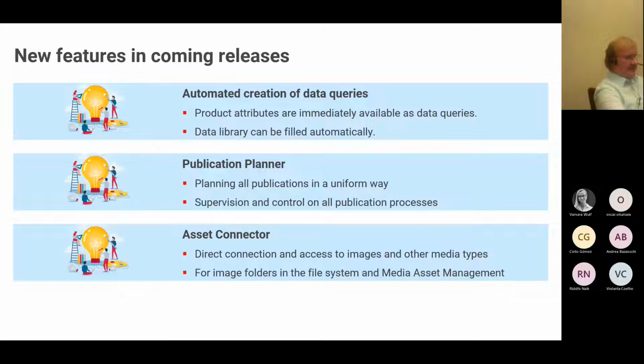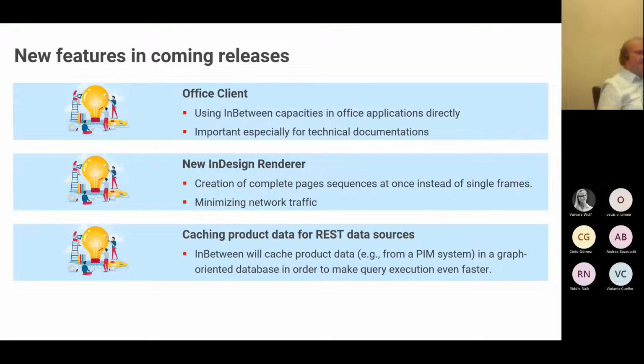A new module will be the asset connector. This is a connector to a media asset management system or to an image repository in the file system, and allows you to directly get the images together with the metadata and simply add them to a document. Just imagine you are in InDesign and you have product data, but now you want to have some stock photos. You go to the image repository, you search by the metadata, what kind of image you want to have, and you simply drag it into your publication.